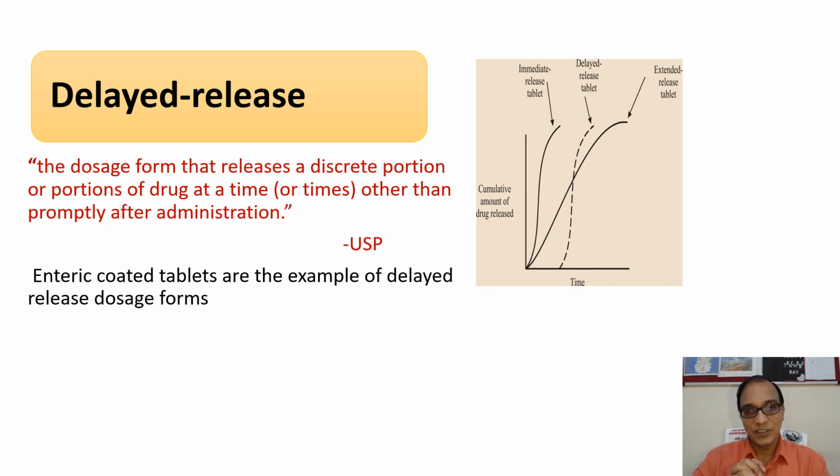Second is the delayed release dosage form. The USP, United States Pharmacopoeia, defines it as the dosage form that releases a discrete portion or portions of drug at a time or times other than promptly after administration. An example is enteric-coated tablets. Enteric-coated aspirin, which most cardiac patients take, is an example of a delayed release dosage form, because due to the enteric coating, the drug is not released in the gastric region; its release is delayed, and the release is only in the intestinal portion.